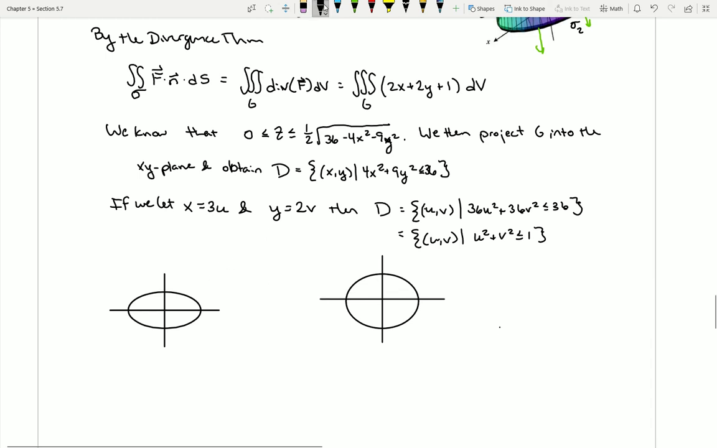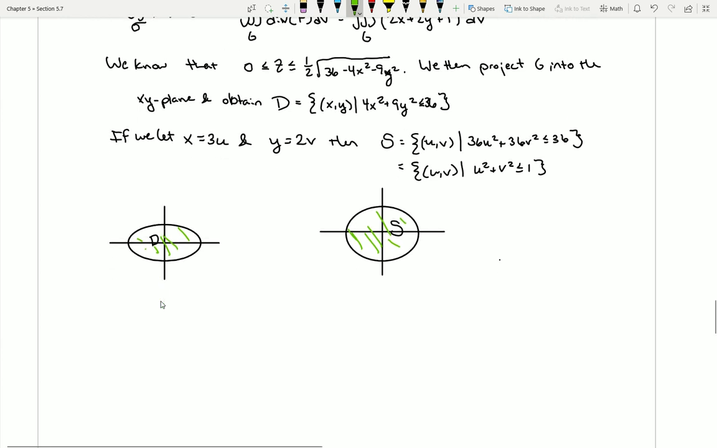So again, what I have here is a picture of the region D over on this side, and here I have this updated picture, which I can describe using these new u and v variables. To distinguish these, I'm going to call this region S. So I have a region S over here, a nice unit circle, and I have my region D over here. We've set up a change of variables, like we did with section 4.7 in the last chapter.